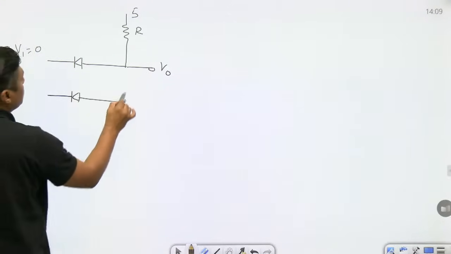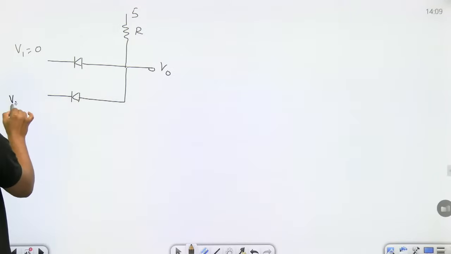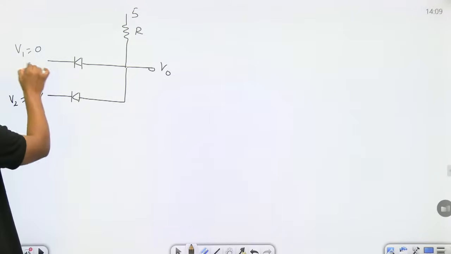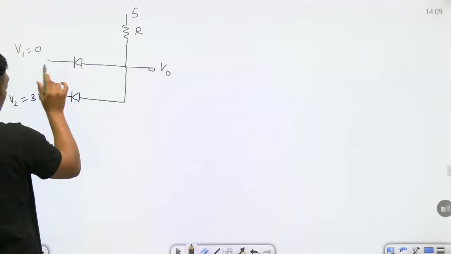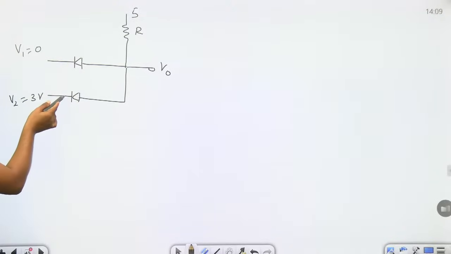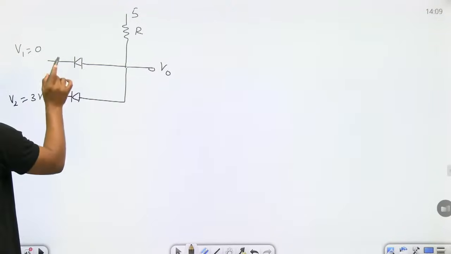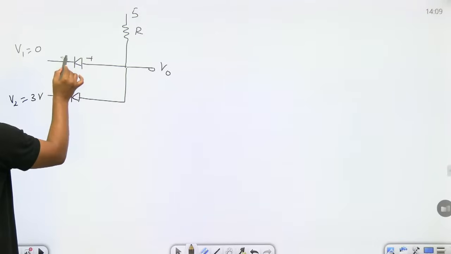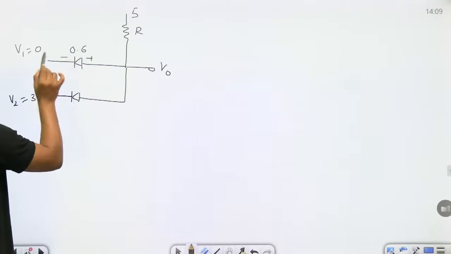Second diode, V1 is 3 volt, V2 is 3 volt, fixed. V1 is variable, so I am taking 0 volt. When it is 0 volt, it is less reverse bias, it is more reverse bias. And because of the 5 volt, initially it is on. When it is on, the drop is 0.6 volt. And this is 0 volt.